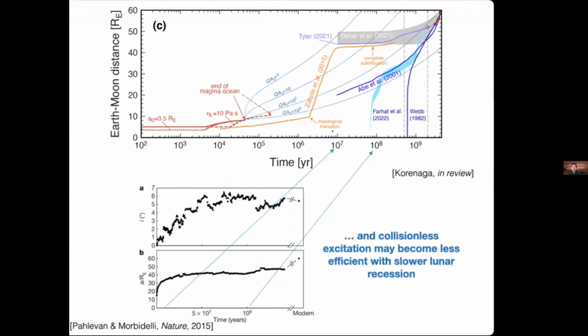So with the previous forward-in-time lunar dissipation model by Zahnle et al., it's almost impossible to preserve the primordial lunar inclination, but that may not be the case with the new dissipation model. At the same time, the collisionless excitation mechanism may become less efficient because its efficiency is proportional to the cross-sectional area of the Earth-Moon system, but it's still relevant. So all of those proposed mechanisms for the lunar inclination may have contributed some to the present-day inclination.